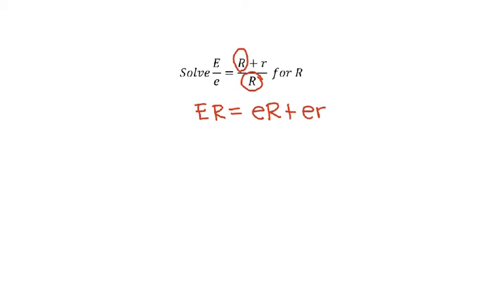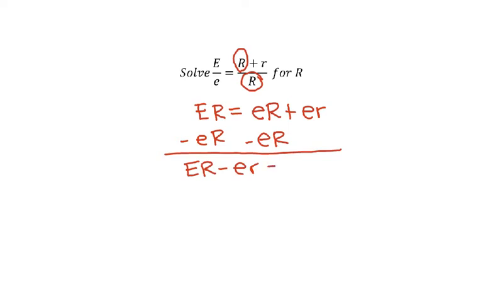Now I want to get everything with the capital R in it over to one side, because that's part of isolating a variable by itself on one side, starting by getting every term with that variable on that side. So we'll have ER minus little er equals little e. All right, that's a capital R. You have to be very careful with these to keep your capitals straight.